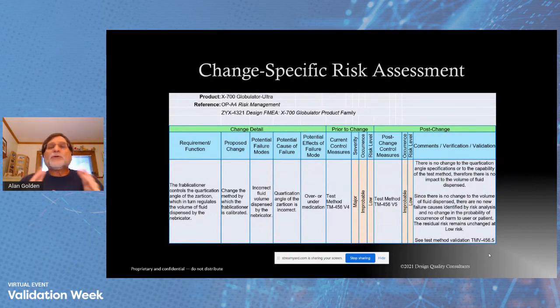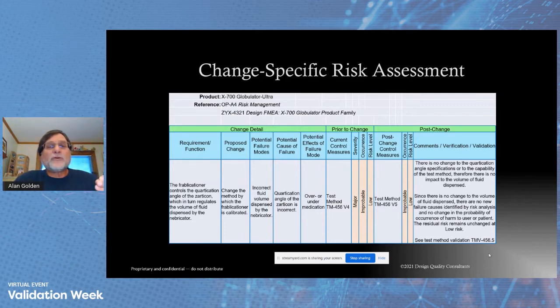So here is an example of a change-specific risk assessment. Again, I'm using an FMEA. The words in here, I made up a bunch of fake or fantasy things. I don't have a gizmo that does this, because I couldn't use a real example. But here is an example. Basically, look at the columns, and that's what's important.